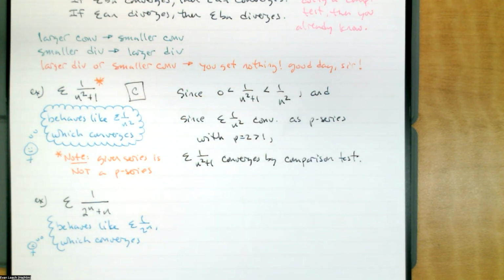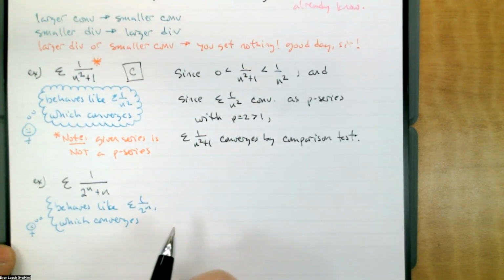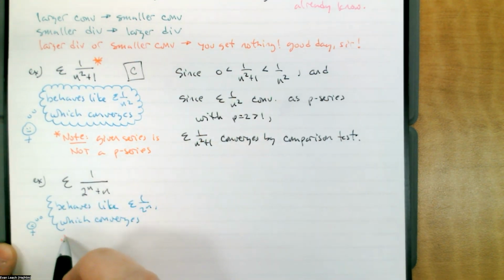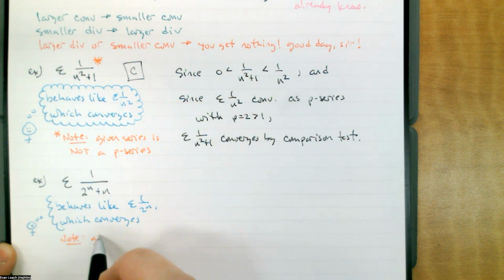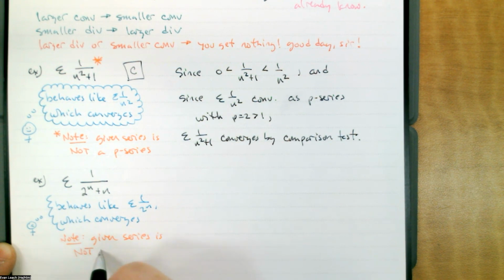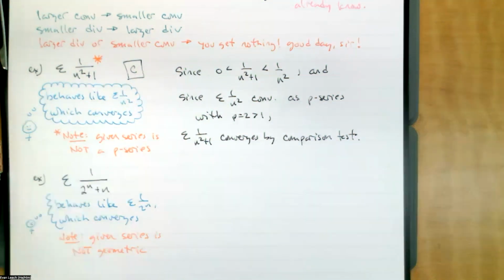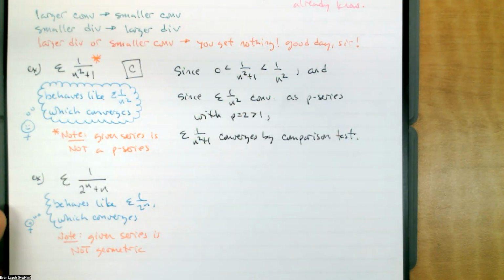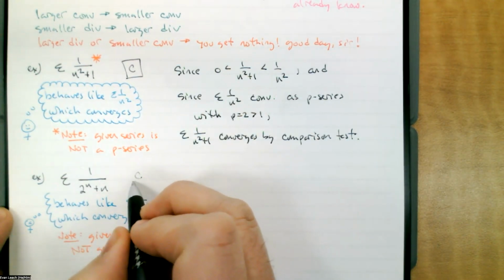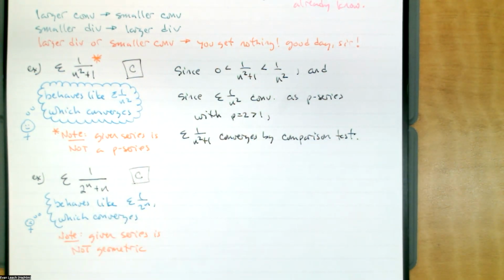Note that this is not a geometric series. We couldn't say this converges because it's a geometric series. The given series is not geometric. But we are going to compare it to a geometric series. So the important part of the problem is already done. We know that this series converges. If the question just says state whether the series converges or diverges, this series converges, we are done with this problem.